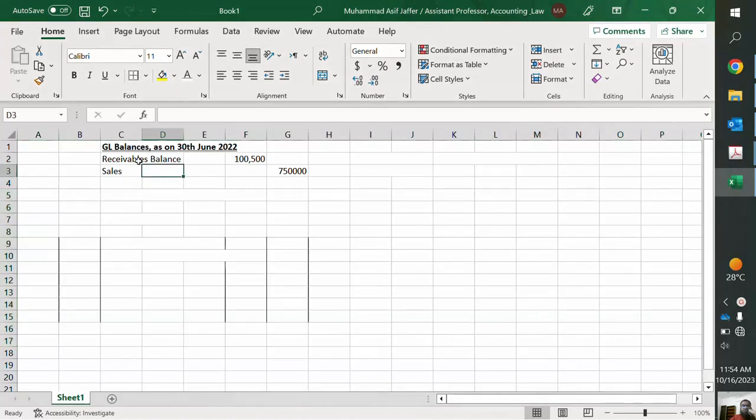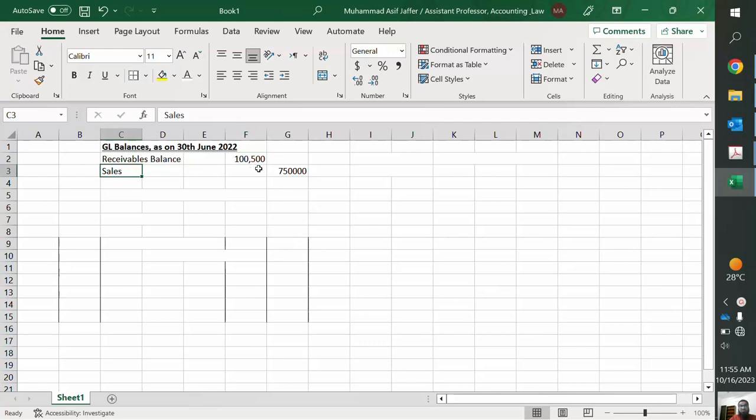Okay friends, so now we are going to see how the allowance method of recording bad debts actually works. Let's assume we are at the end of the period, 30th June 2022, and we have total receivables. This is the ledger balance, which is 100,500. It is on the debit side. Of course, receivable is an asset, so it has to be on the debit side.